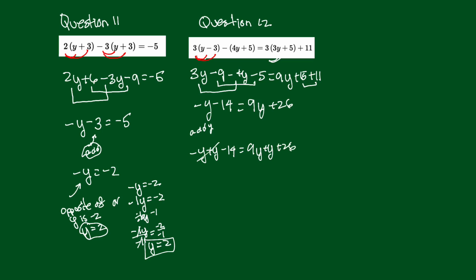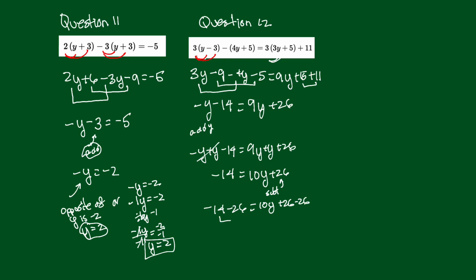So those y's go out. That's a 0. So I get negative 14 equals, almost had it here, 10y plus 26. Now, let's eliminate the 10 and the 26. So what I do, I multiplied by 10, then I added 26. So I'm going to subtract that 26. So I'll get negative 14 minus 26 equals 10y plus 26 minus 26.